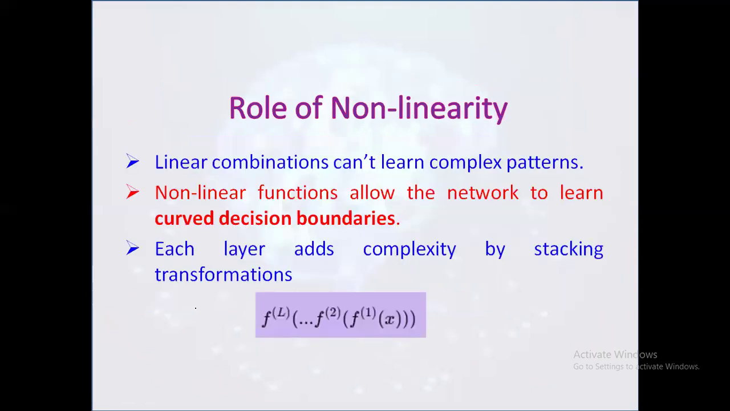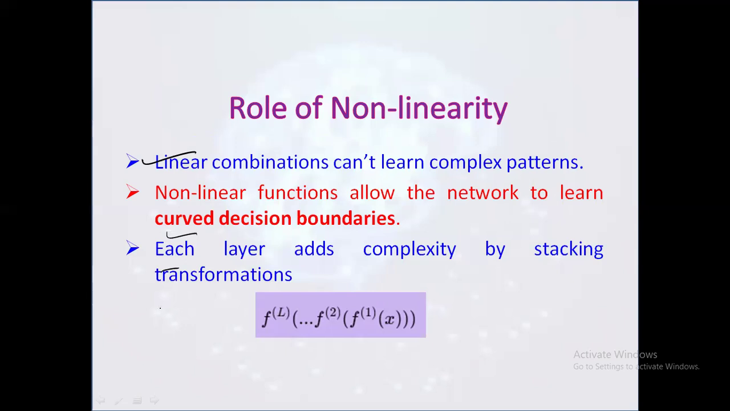Next, the role of nonlinearity. Linear combinations cannot learn complex patterns. If the neural network only performed linear operations, it would not be able to model problems where the relationship between input and output is nonlinear, like classifying spirals or XOR data. Nonlinear functions allow the network to learn curved decision boundaries. By using activation functions, the network gains the ability to learn and draw nonlinear decision boundaries, and this helps in capturing patterns that lie on curves, circles, or other complex surfaces.